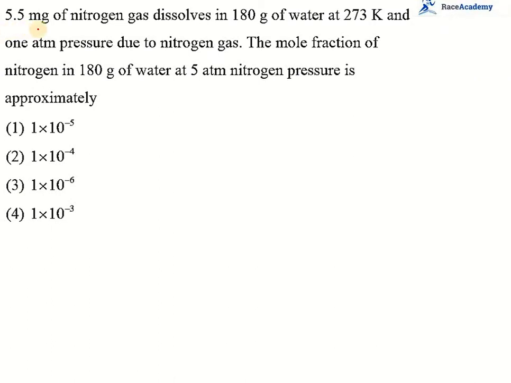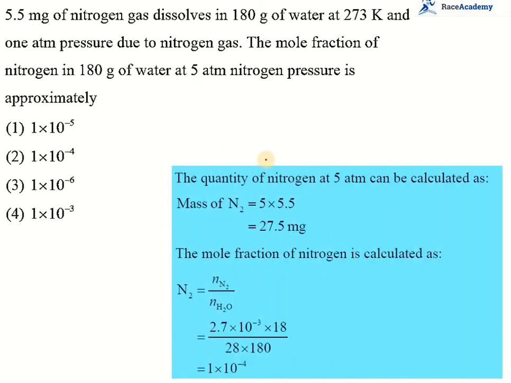Next question: 5.5 milligrams of nitrogen gas dissolves in 180 grams of water at 273 Kelvin and 1 atmosphere pressure due to nitrogen gas. The mole fraction of nitrogen in 180 grams of water at 5 atmosphere nitrogen pressure is approximately? So here, at 1 atmosphere pressure it is 5.5 milligrams. So at 5 atmosphere pressure, what is the mass of nitrogen? That is 5 times this, which is 27.5 milligrams.